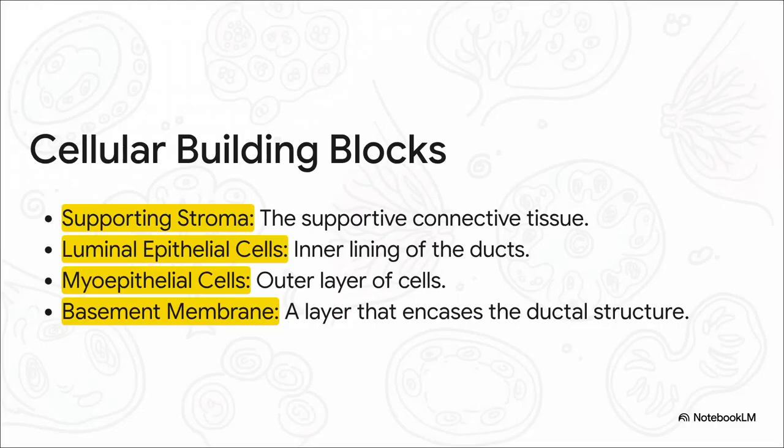So this little neighborhood is built from four key things. First, you've got the stroma. Think of this as the landscape, or the supportive ground everything is built on. Then you have the ducts, which have an inner lining of luminal cells and an outer layer of myoepithelial cells, and the whole thing is neatly wrapped up in a basement membrane. These are our main players.